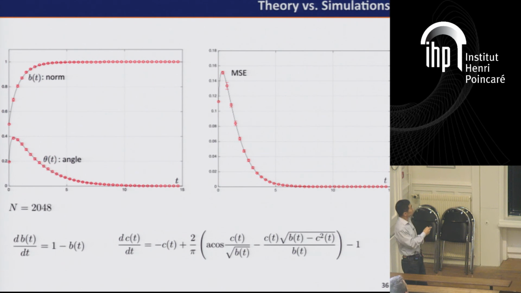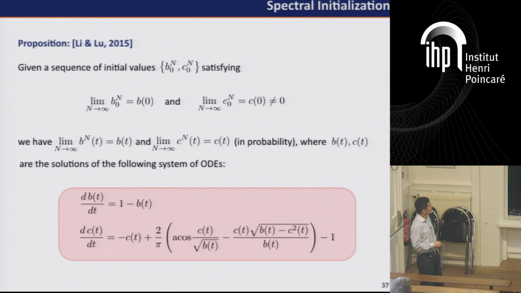And once we know these two quantities, we can compute the MSE. The MSE has this fairly interesting behavior that it's not monotonically decreasing. Okay, there is an initial phase of increasing MSE followed by decreasing MSE. And this also shows the power of using this ODE method, because otherwise it would be pretty difficult to capture this behavior, right? Okay, all right.